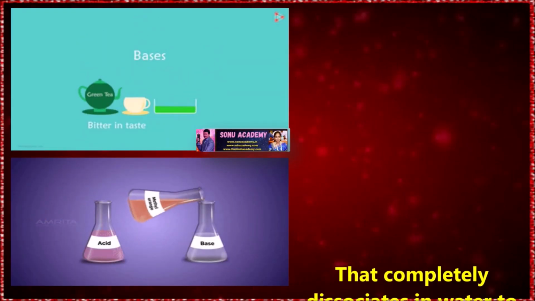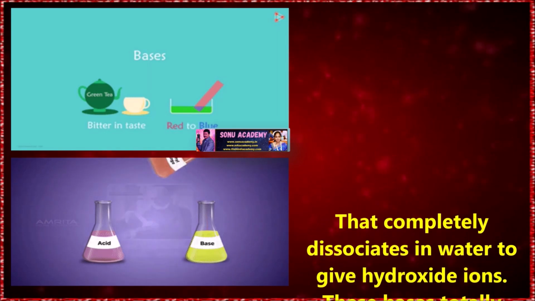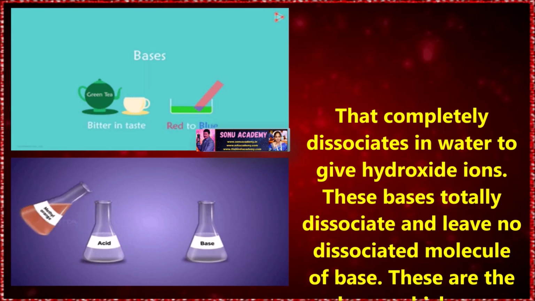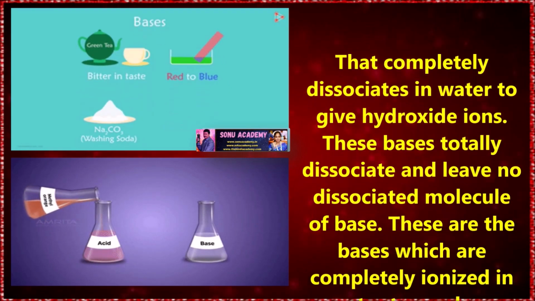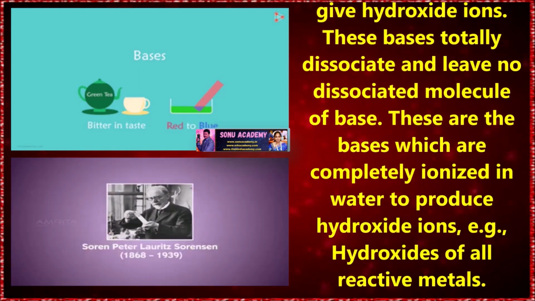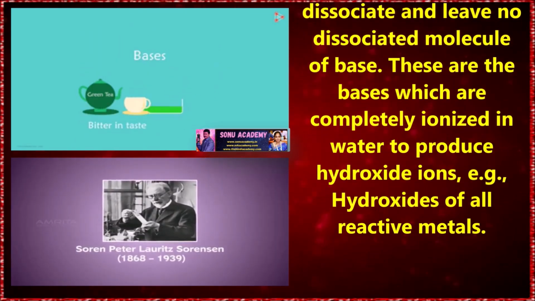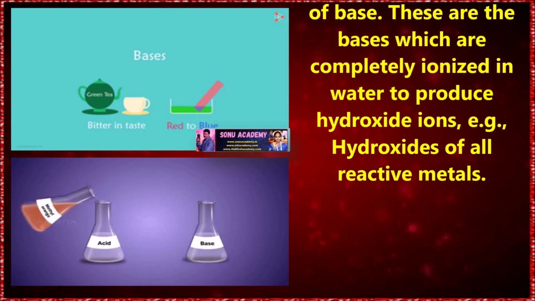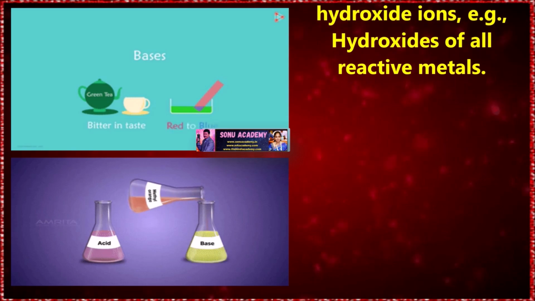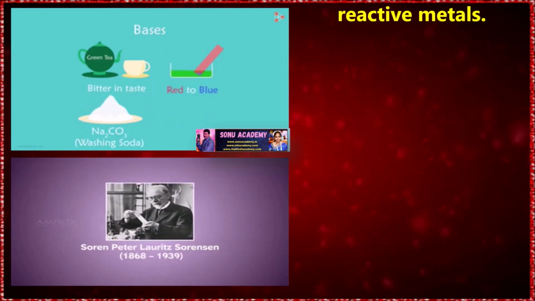Children, let us discuss the strength of bases, starting with strong bases. They completely dissociate in water to give hydroxide ions. These bases totally dissociate and leave no undissociated molecule of base. They are the bases which are completely ionized in water to produce hydroxide ions. Example, hydroxides of all reactive metals.